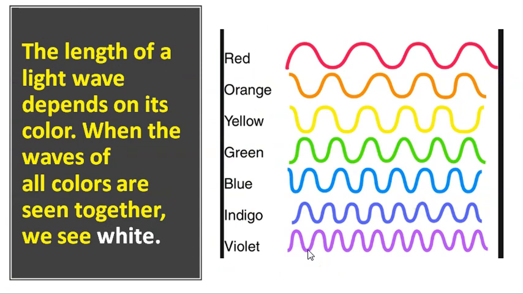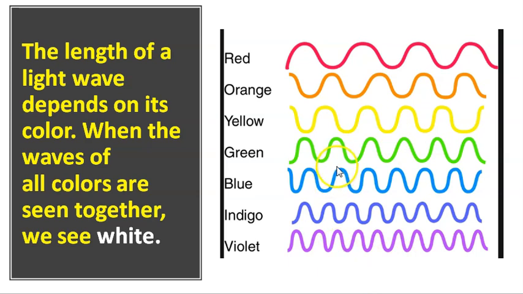Basically, the length of a light wave depends on its color. Each color has a wave of a different length. You can see the red wave. This is the biggest wave, okay? And you can see this violet wave.